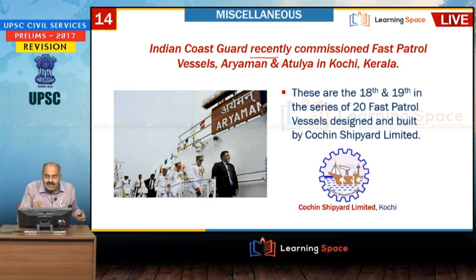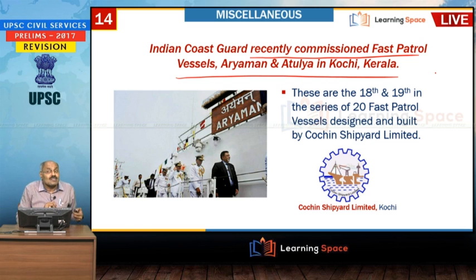Indian Coast Guard recently commissioned fast patrol vessels Aryaman and Atulya. So, if some question is asked about Aryaman and Atulya, these are fast patrol vessels for patrolling of the seas, and these are built by Cochin Shipyard Limited.